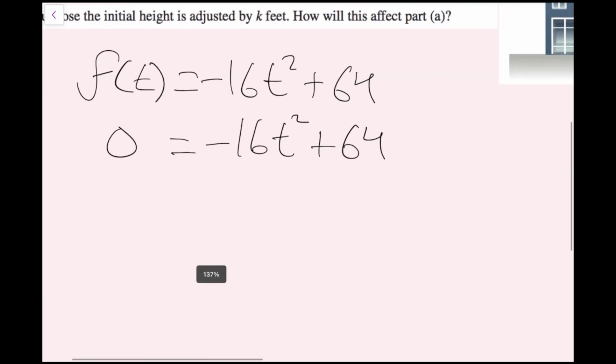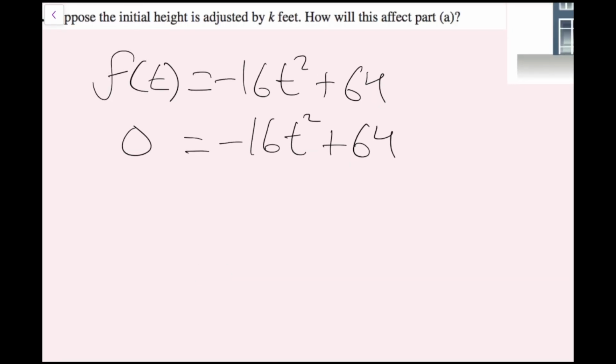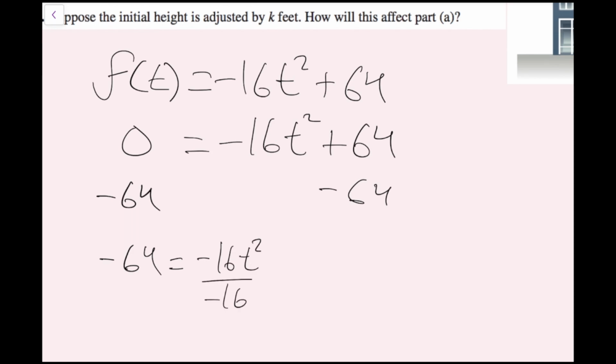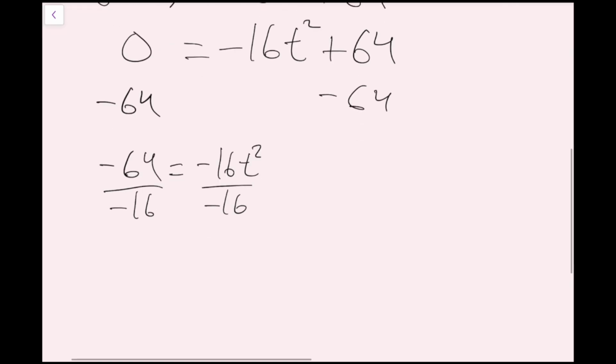All right, I'm going to zoom in here. Now, in the last chapter, we learned how to solve an equation like this by factoring, but now we're going to solve it by using square roots. So I'm going to subtract 64 on both sides. So I get -64 equals -16t squared. Now I can divide by -16 on both sides. So I get 4 equals t squared. And now I'm going to take the positive and negative square root of both sides.